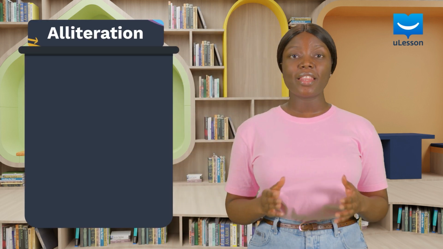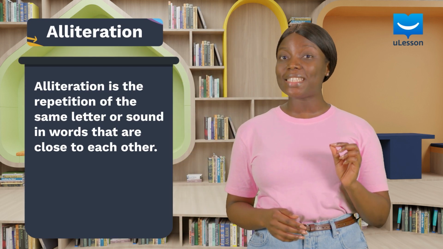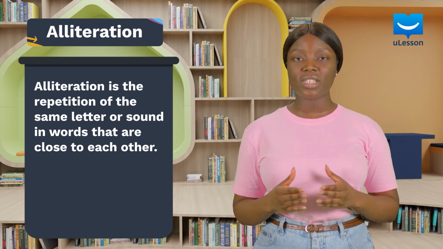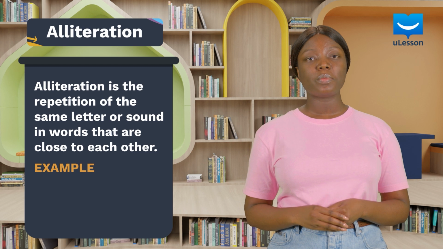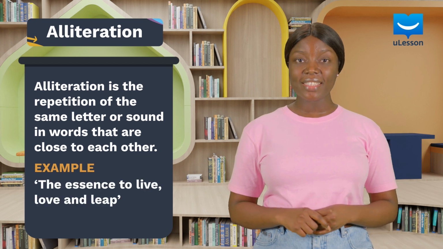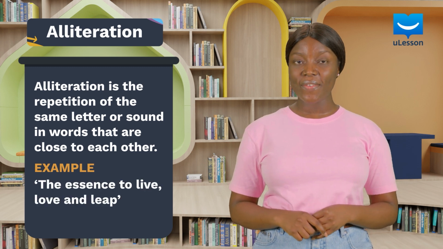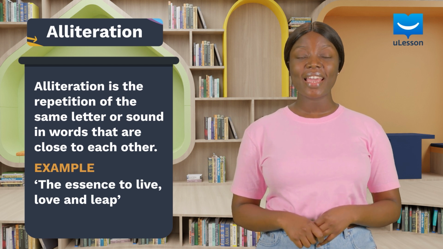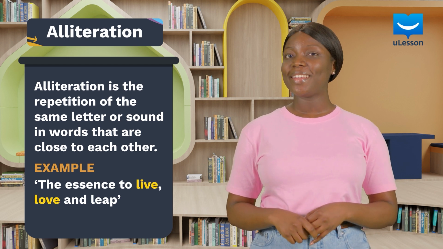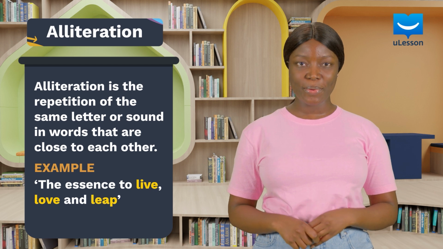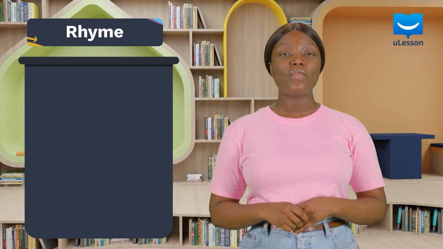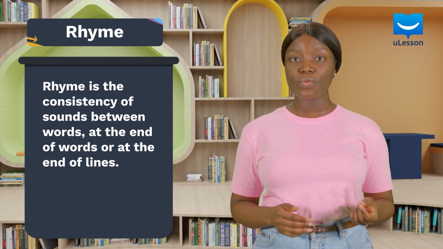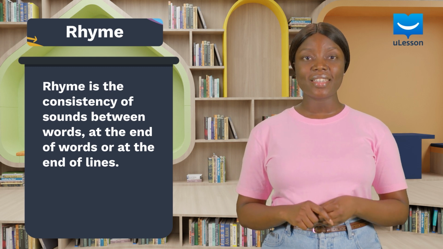Alliteration. Alliteration is the repetition of the same letter or sound in words that are close to each other. For example, in the sentence, "The essence to live, love, and leap," we have the repetition of the letter L in the words live, love, and leap. Rhyme. Rhyme is the consistency of sounds between words, at the end of words, or at the end of lines.